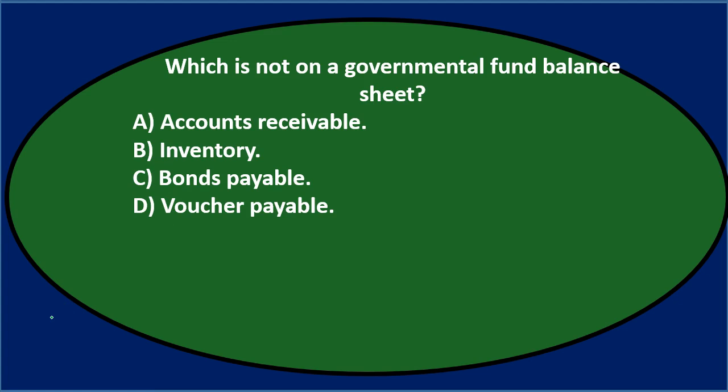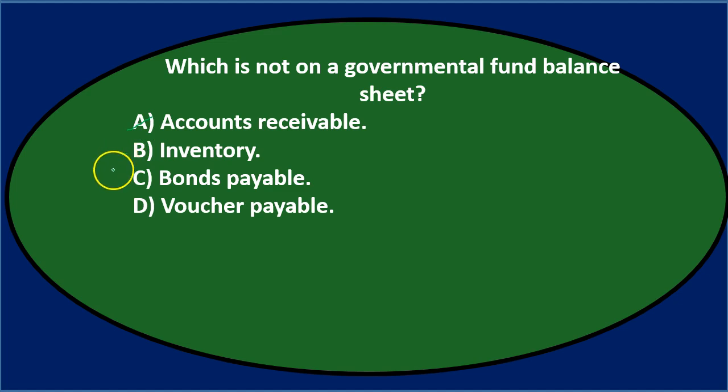Either A, accounts receivable, B, inventory, C, bonds payable, or D, vouchers payable. Let's go through this again using the process of elimination. Which is not on a governmental fund balance sheet? So we're talking about the fund balance sheets again, and that's going to be the ones that are more short-term in nature. So you would expect current assets, current liabilities. So we've got A, accounts receivable. It could be there because it's current. You would think that's something that could be current. Inventory, that's less current, but I think it still could be in the current assets.